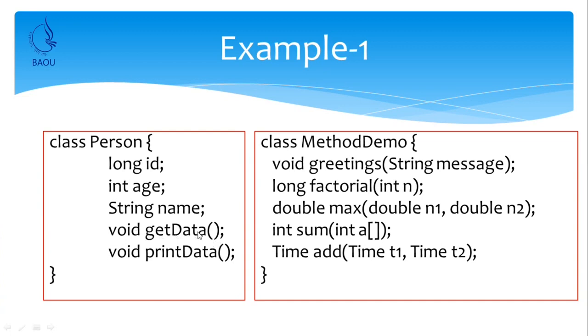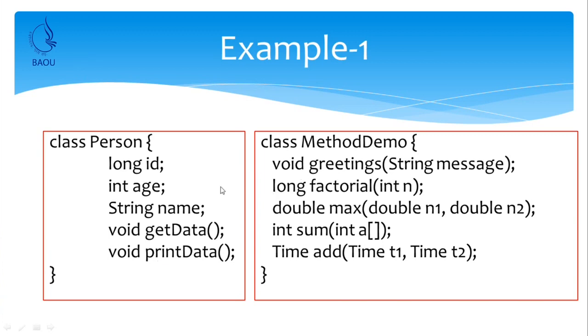So, this get data method is used to read ID, age and name from user, and another method we define is void print data, which is actually used to print these three values. Now, how to call these methods? So, if the person object is p, then we can say p dot get data will call this method and p dot print data will call this method.